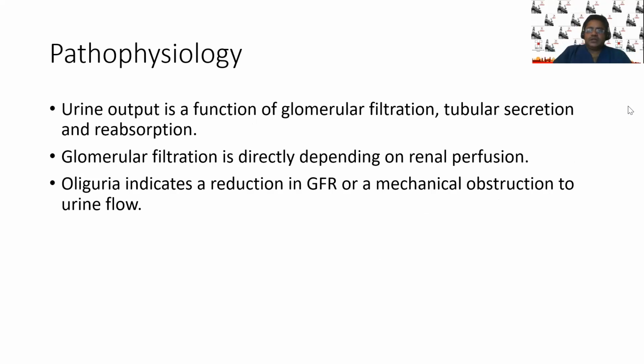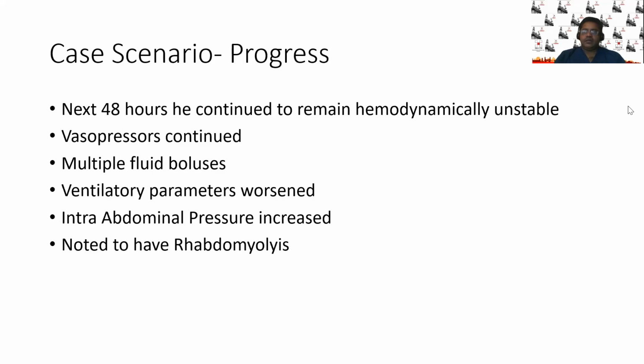Let's look at the pathophysiology of why oliguria happens. Urine output is a function of glomerular filtration rate and tubular secretion and tubular reabsorption. Therefore, glomerular filtration being directly dependent on renal perfusion, urine output is a marker of renal perfusion and therefore the cardiac output. Therefore, oliguria indicates a reduction in GFR, or it may reflect a mechanical obstruction to the flow of urine. So these are the two important aspects of pathophysiology of the genesis of oliguria in the intensive care.